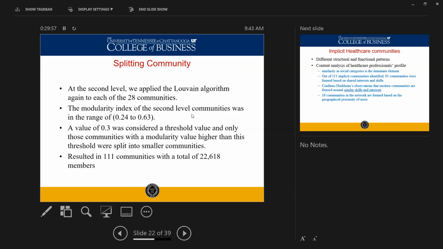So we reapplied this community algorithm to split these splittable communities. At the second level, we applied the Louvain algorithm again to each of these 28 communities. The modularity index of this second level was in the range of 0.24 to 0.63, and a value of 0.3 was considered the threshold value. After splitting these splittable communities, we ended up with 111 communities from these 28.